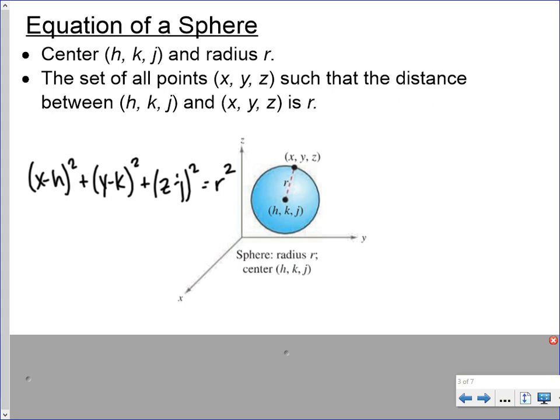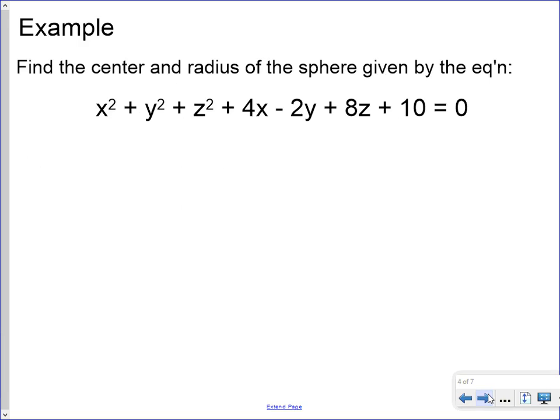And then you could easily spot the radius for the sphere. Remember that whatever number it is equal to on the other side, you have to take the square root of it to get the radius. Okay, so that's actually equal to r squared. So here's an example for working with a sphere. We're going to find the center and radius of the sphere given by this equation. X squared plus y squared plus z squared plus 4x minus 2y plus 8z plus 10 equals 0.